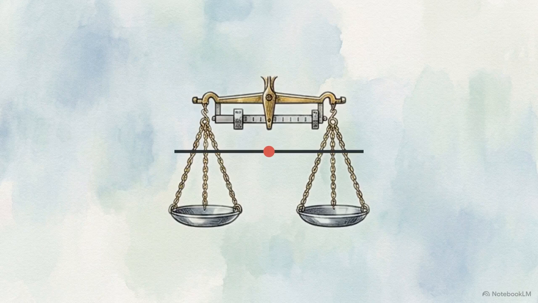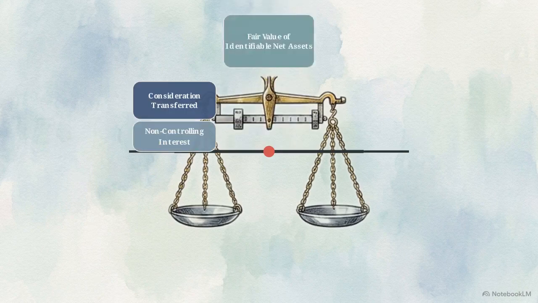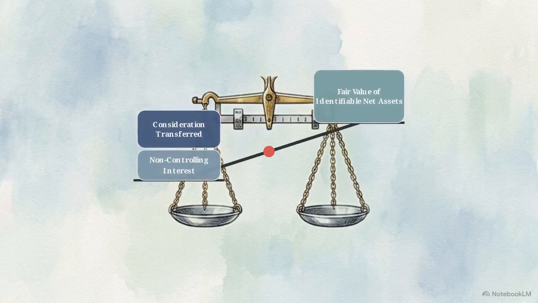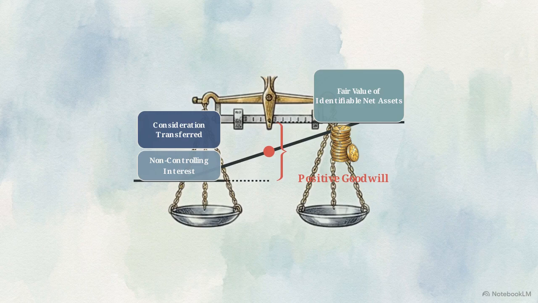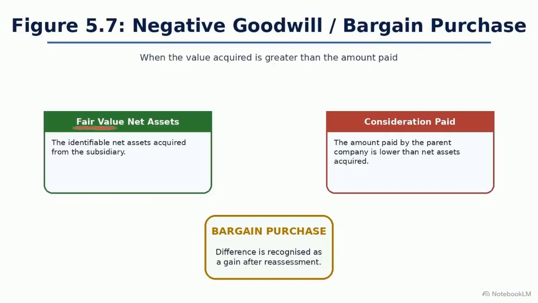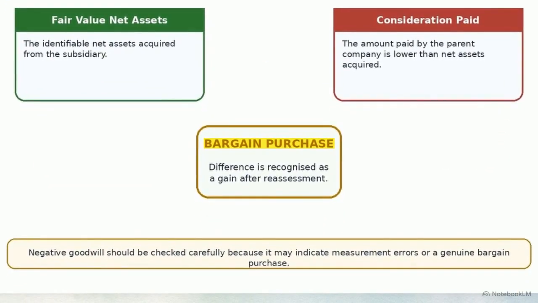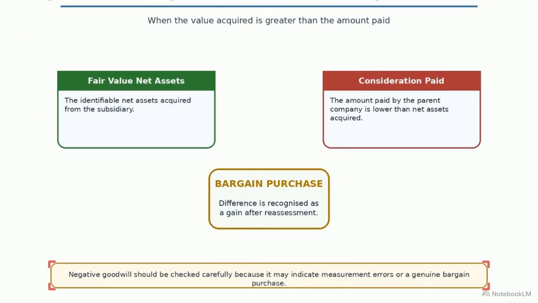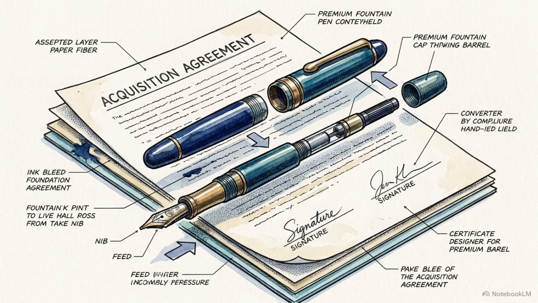To calculate this, the consideration paid by the parent is added to the non-controlling interest and compared against the fair value of identifiable net assets. When the cost outweighs the assets, the difference is recorded as positive goodwill, an intangible asset. In the inverse scenario, the fair value of net assets acquired is greater than the consideration paid. This creates negative goodwill, or a bargain purchase. Common in distressed sales, accountants must reassess measurements for errors before recognizing this difference as a gain. Goodwill quantifies the subjective premium or discount a parent accepted to achieve control.